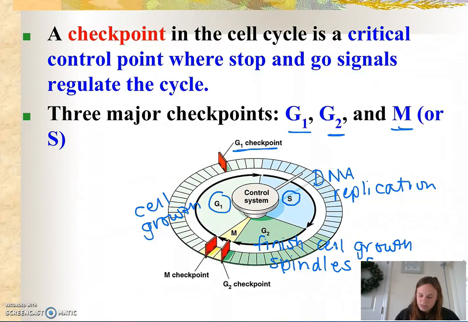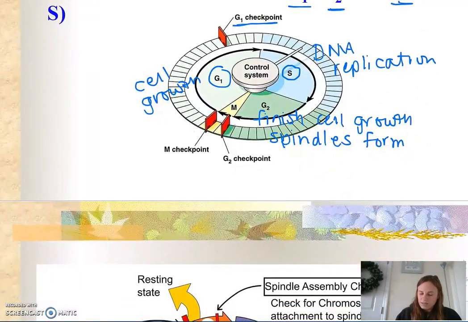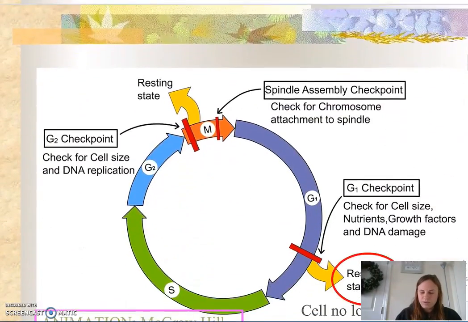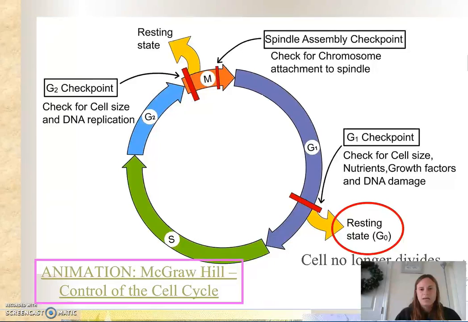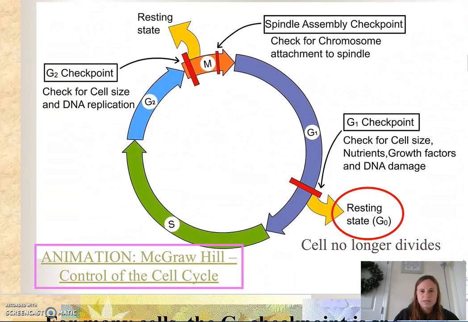So at the M checkpoint, you're going to make sure that you have spindles, and you're going to make sure that your chromosomes are in fact attached to those spindles, so that when cytokinesis occurs, when the cytoplasm separates, those spindles are holding onto those chromosomes, pulling them to either side of our new daughter cells.